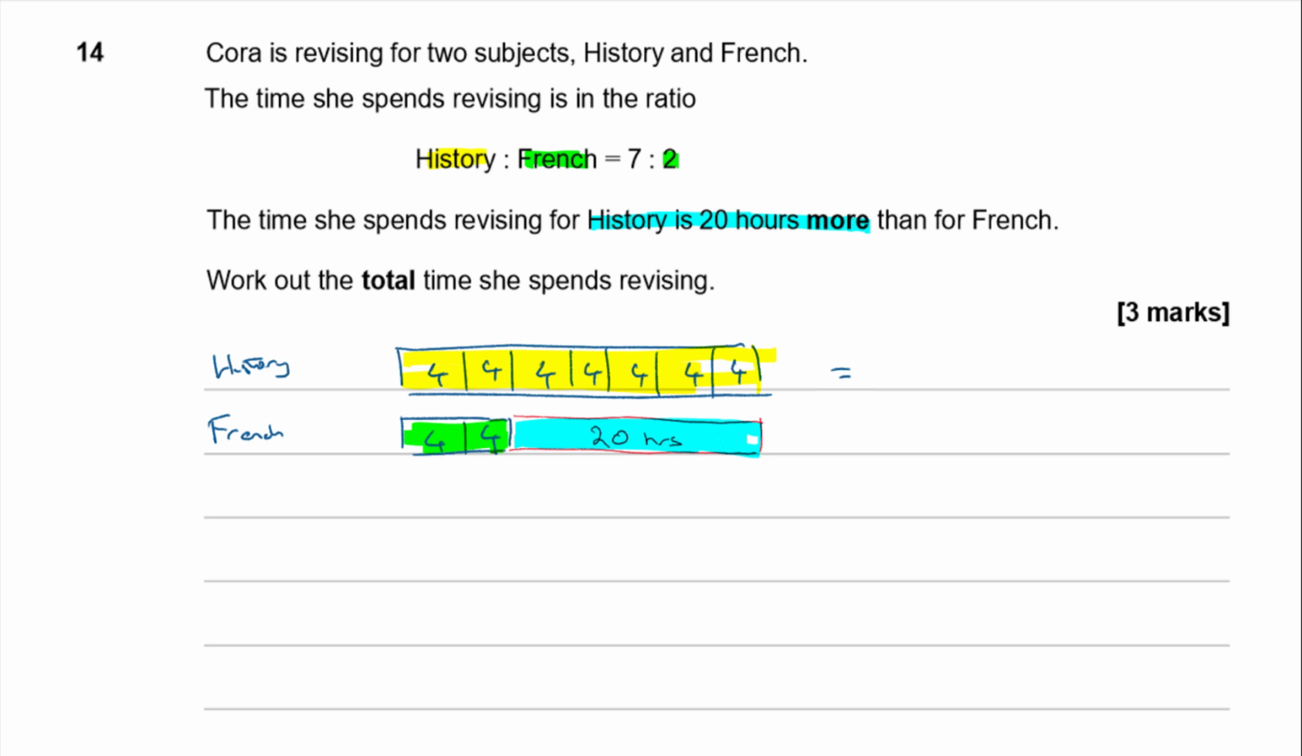Well, then I've got 7 lots of 4 there, haven't I? So she spent 7 times 4, that's 28 hours revising history. And French, she did 2 lots of 4, so that's 8 hours. So altogether then 28 and 8 adds up to 36 hours. Okay, so she did 36 hours altogether.